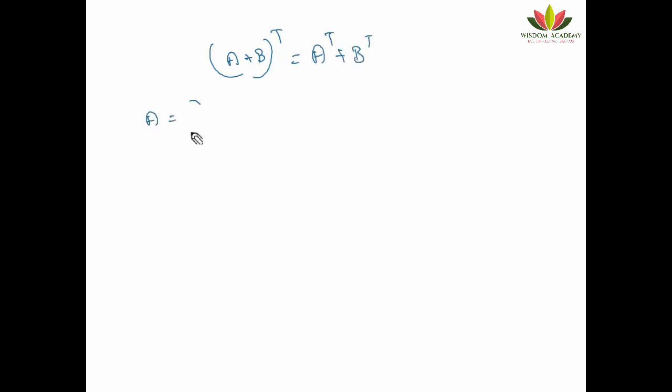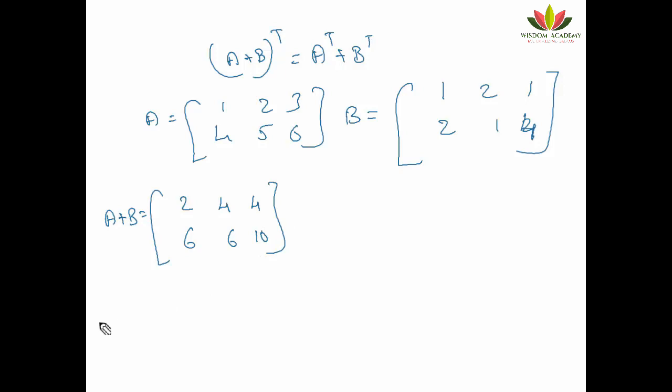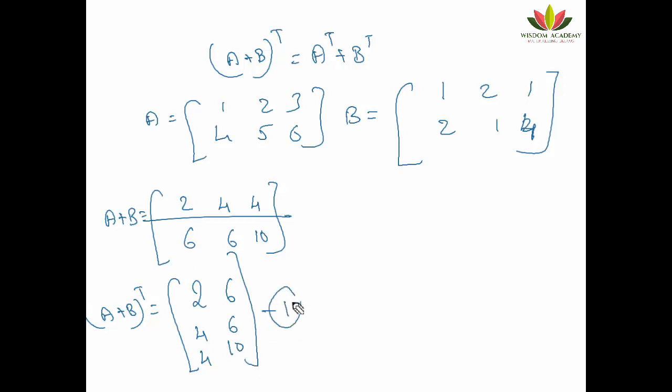So I will take A matrix as 1, 2, 3, 4, 5, 6, and B matrix as 1, 2, 1, 2, 1, 4. Okay. So what will be my A plus B? It is going to be 2, 4, 4, 6, 6, 10. And what is going to be A plus B transpose? So I already told, transpose means my rows will become columns and columns will become rows. So my row, that is 2, 4, 4 is going to be my first column here. Similarly 6, 6, 10. So I will take this as number 1.